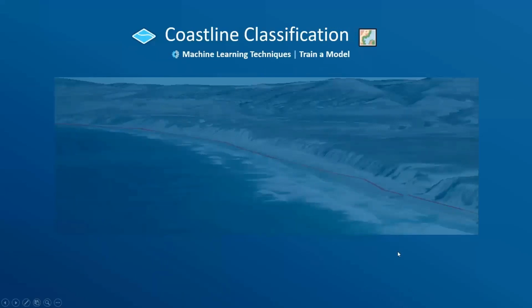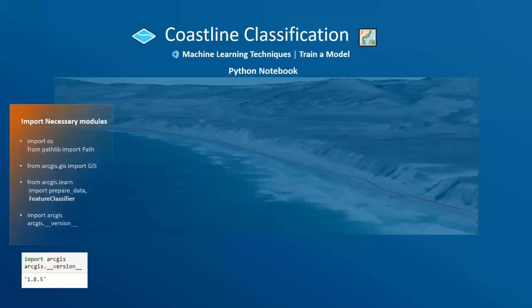Now I would like to take you to the next step in the machine learning techniques, that is training a model. I used a Python notebook, and we need to import the necessary modules, and the important one is the feature classifier. This is the module we are using to train a model. In my case study, I used ArcGIS API for Python version 1.8.5, which is the latest.